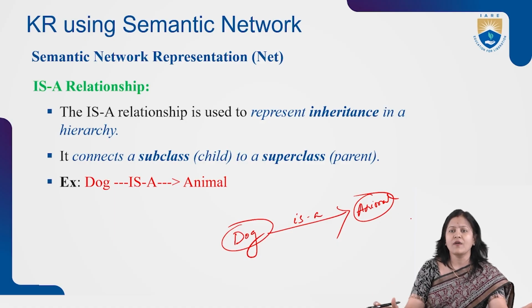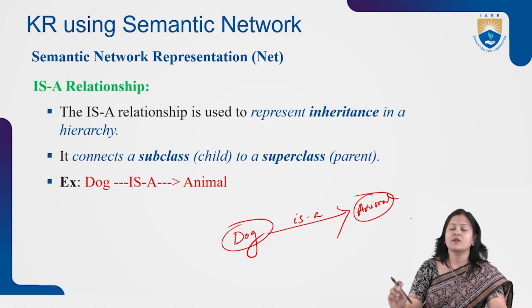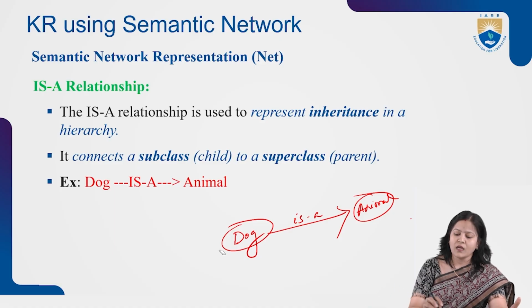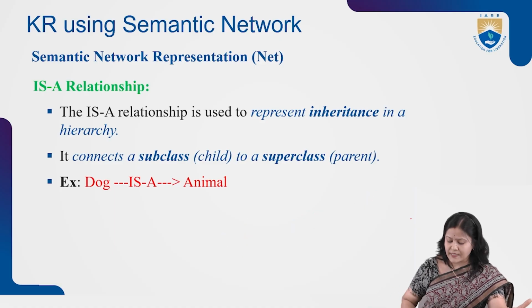So like this, if we have n number of statements, we have to find out which one is the subclass, which one is the superclass, and what relationship exists. Based on that, we have to create the graph. Now, this is one of the relations, which is called is A.